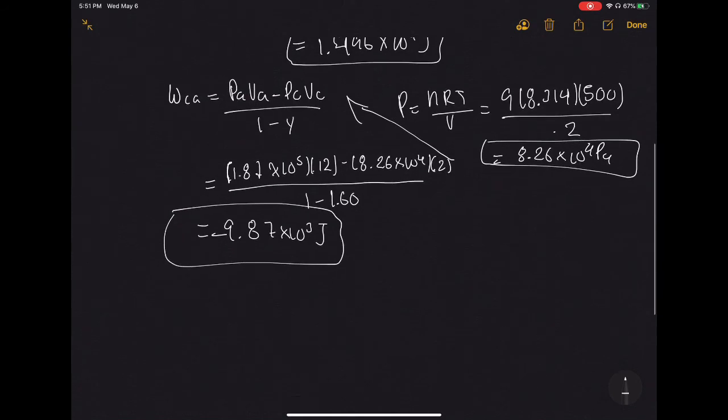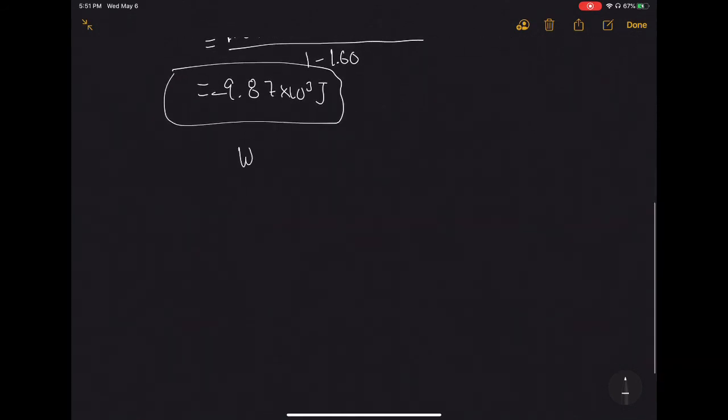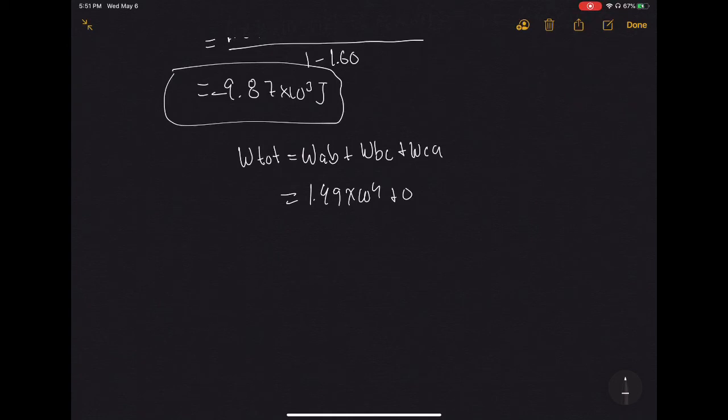So now I can use the sum of the works to find the total work in this system. I'm going to use the work from A to B, that is 1.49 times 10 to the 4, plus the 0, minus this one that we just got, 9.87 times 10 to the 3. And that's going to be 5.09 times 10 to the 3 joules.